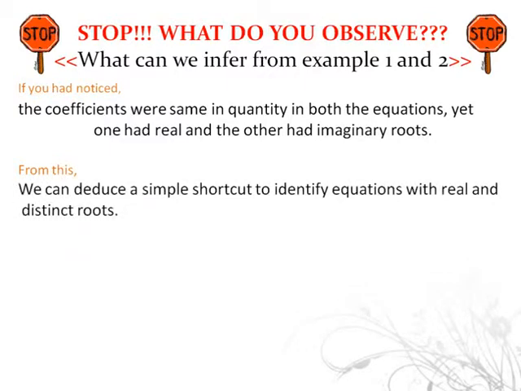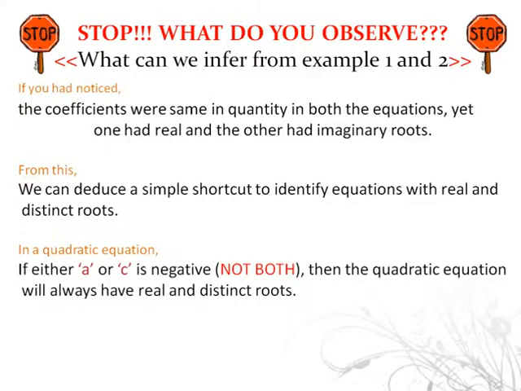From this, we can deduce a simple shortcut to identify equations with real and distinct roots. In a quadratic equation, if either a, the coefficient of x square, or c, the constant, is negative, not both at the same time, if either one of them is negative, then the quadratic equation will always have real and distinct roots.